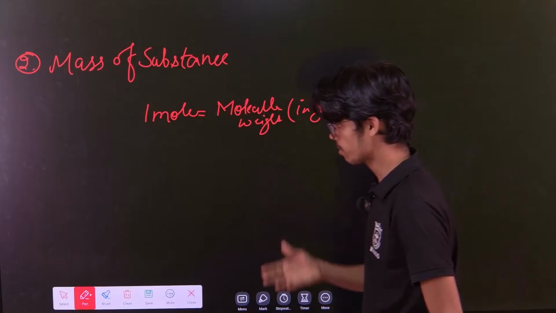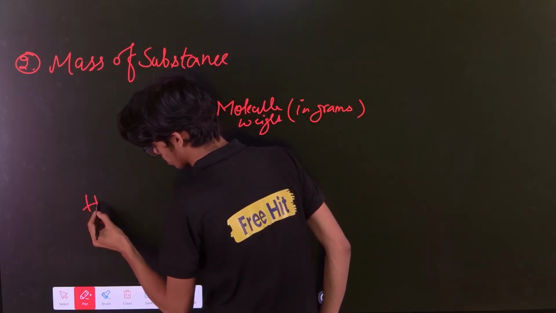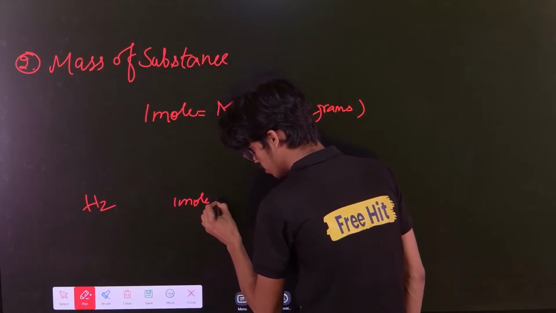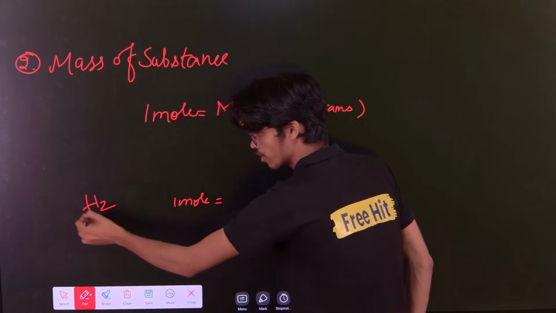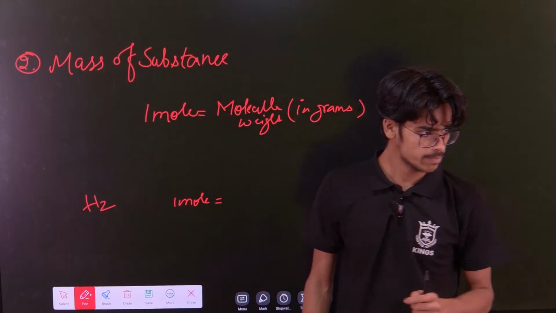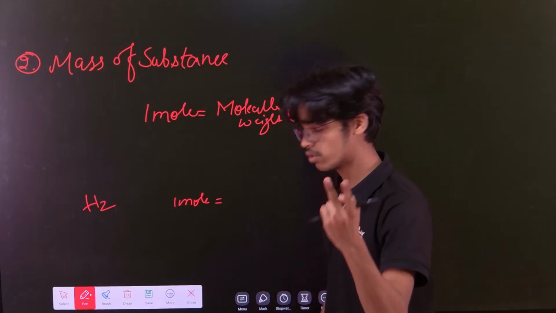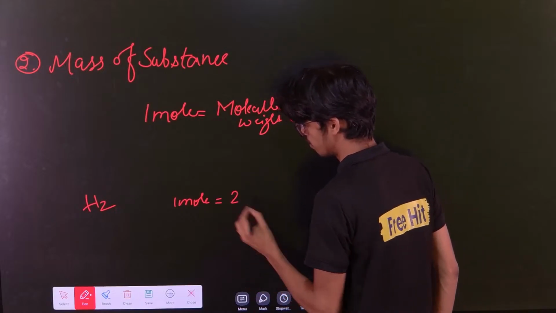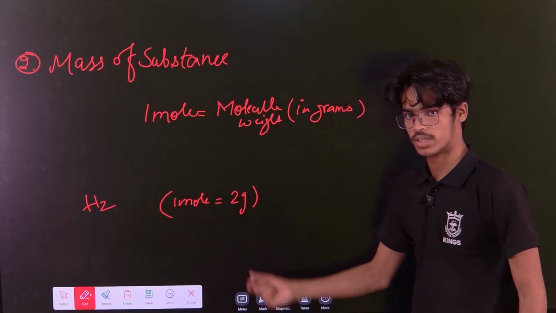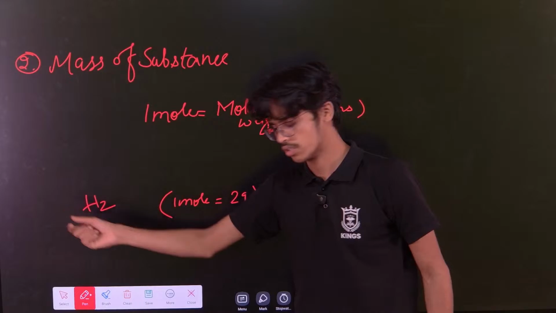For example, say you have hydrogen. 1 mole of hydrogen is going to weigh the weight of this substance. What is the weight of hydrogen? There are 2 hydrogen atoms. 1 hydrogen weighs 1 gram, and 2 hydrogen will weigh 2 units, but in grams. So 1 mole is equal to 2 grams for hydrogen.